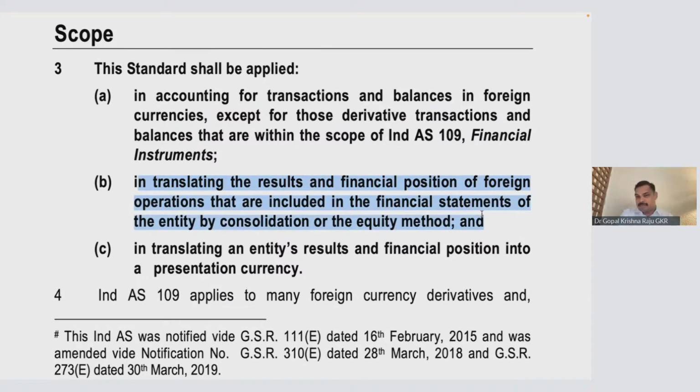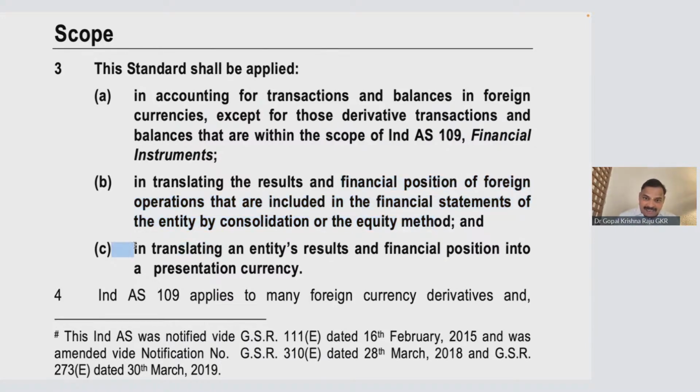Now, what is the next part? This next part is translating the results and financial position of foreign operations. You have invested in a company in Singapore, 25% in one and 75% in another. 25% means only significant influence. 75% means you have control, that means they are a subsidiary. Now, how will you do that? Translating the results: how will you merge those results with your P&L account? And financial positions of foreign operations: you have invested 25 crores, and that is called net investment in foreign operation, NIFO. How will you account for that NIFO?